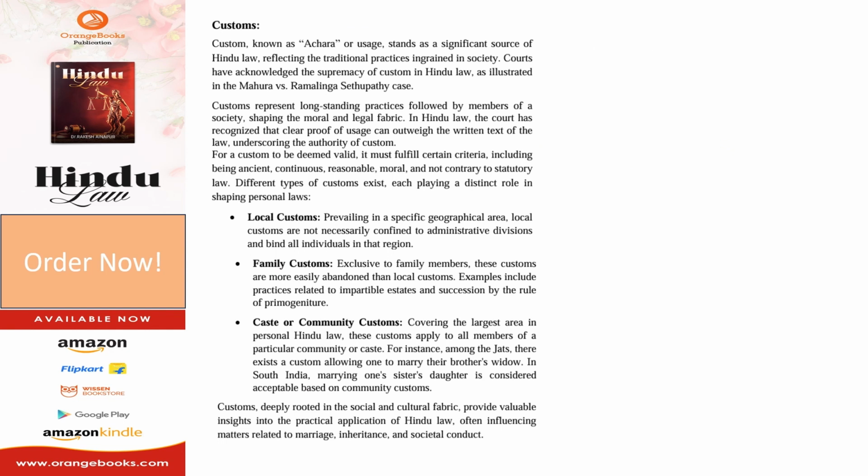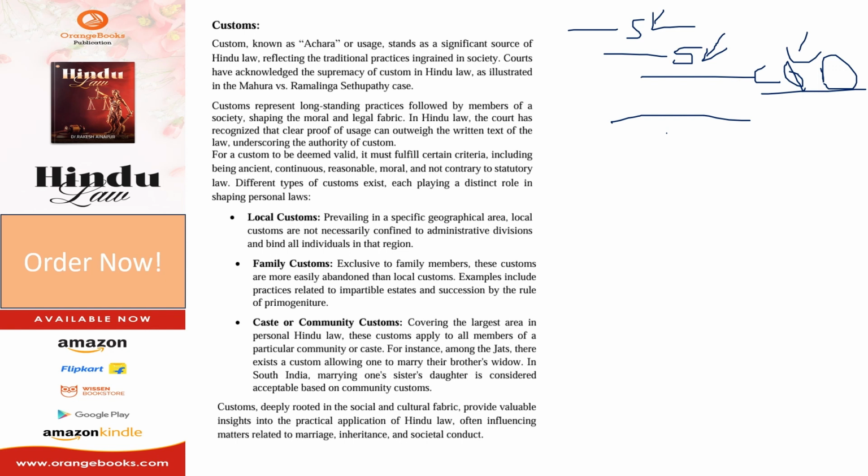Next is customs. So we saw Shruti, then Smriti, and commentaries and digests. These all are the written forms of law. In some way, the rishis have taken it from the gods, and then we have the Smritis, which were written by scholars with their remembrance, and then to simplify the Smritis, we have commentaries and digests. But the most important source of Hindu law today is customs.